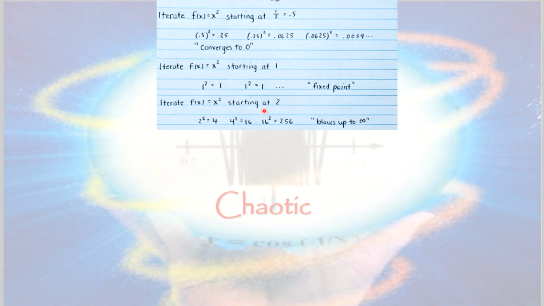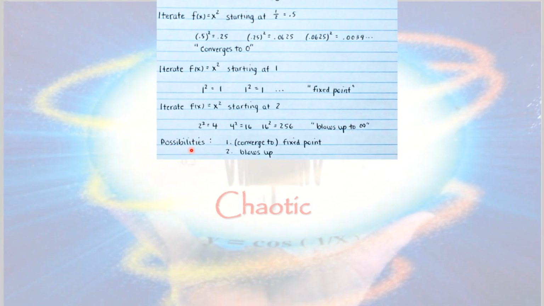Let's start with x equals 2 and see what happens. 2 squared is 4. 4 squared is 16. 16 squared is 256. This time the iterates keep growing, and we'll say informally, they blow up to infinity. And it turns out that those are the only possibilities for x squared. Converge to or repeat a fixed point, and 0 was that other fixed point, or blow up to infinity. That's what mathematicians want to learn. What is the complete list of possibilities for some process?